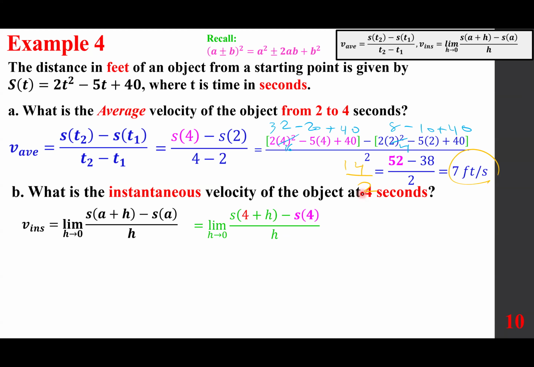So s of 4 plus h means 2 times 4 plus h, quantity squared, minus 5 times 4 plus h, plus 4. s of 4 has been calculated already, so minus 52. We don't have to redo it again.